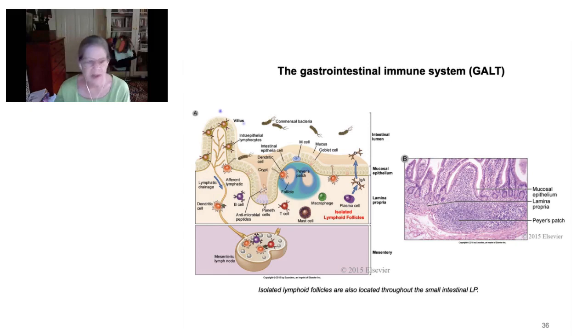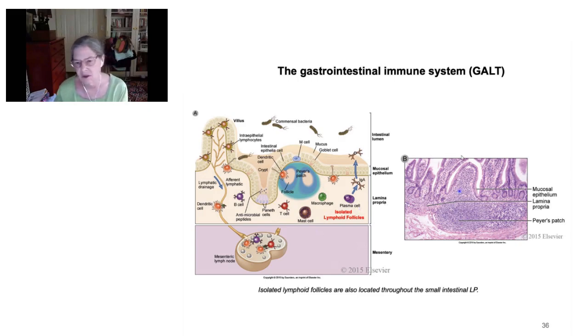And that's good, because you want to renew them all the time, because they're getting beat up from being exposed to this environment. There are also little isolated lymphoid follicles, I should say. So I hope that makes sense to everybody.